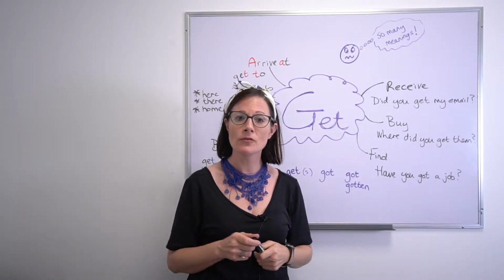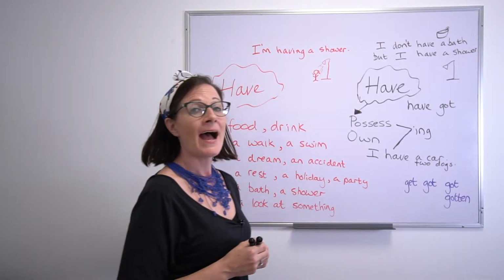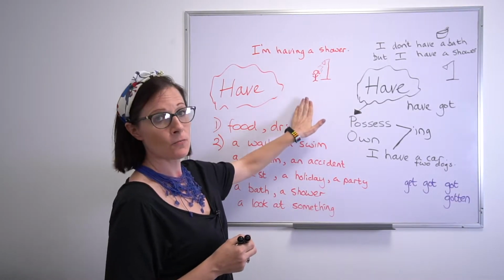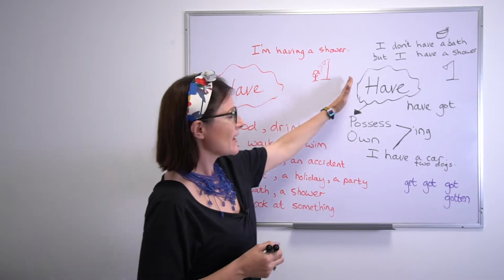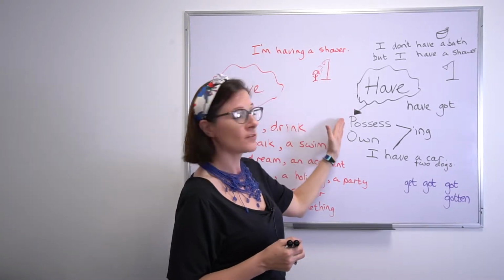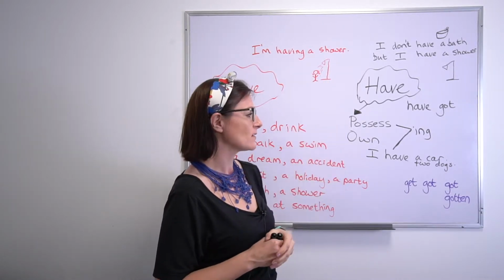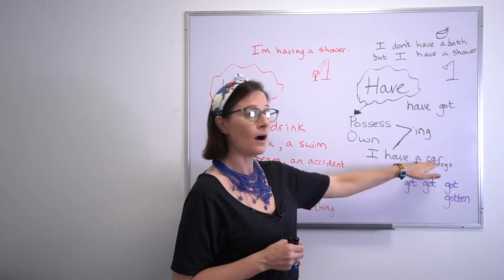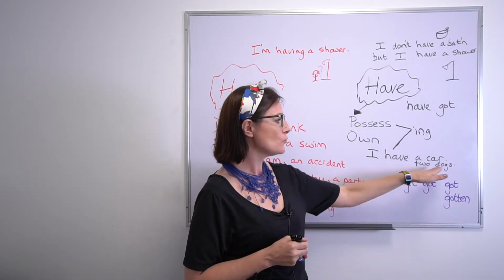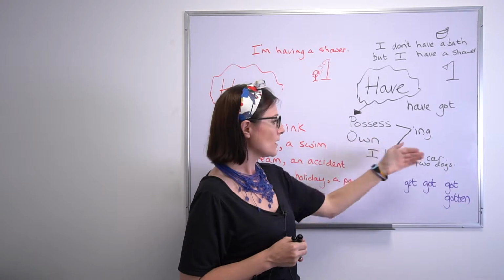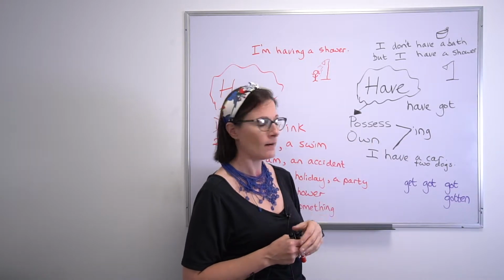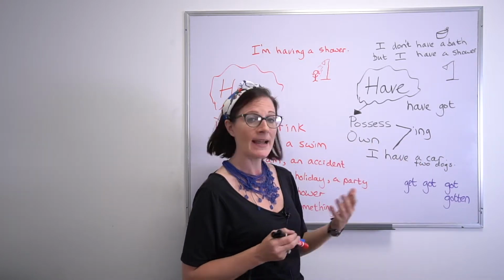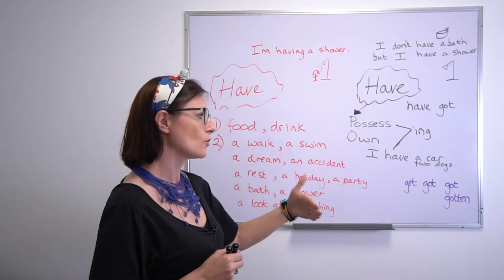So now let's look at the word have. Have can be used in two different ways. Have here has the meaning of possess or own. For example, I have a car. I have two dogs. I own a car. I own two dogs. The two dogs belong to me.